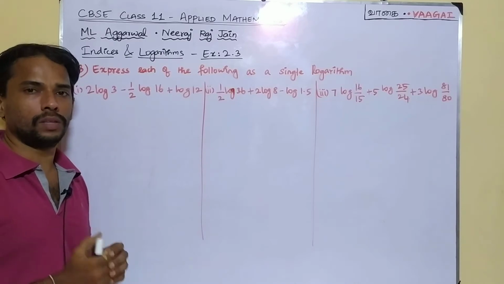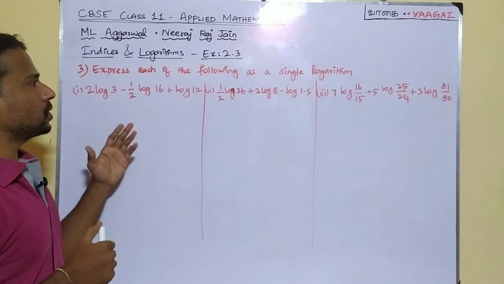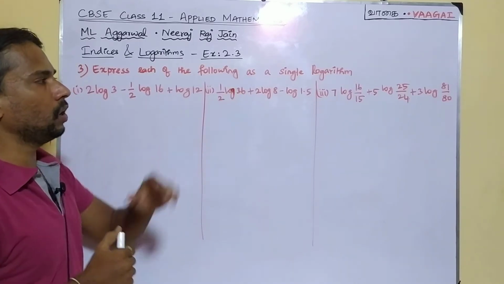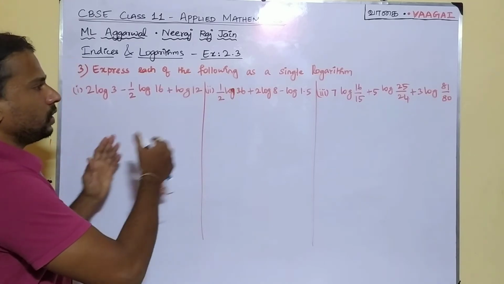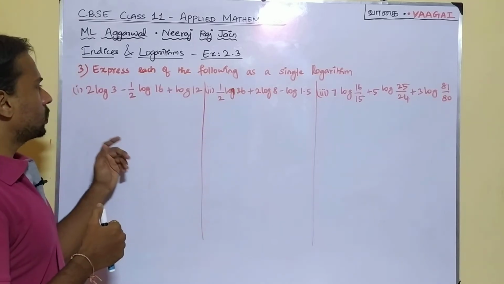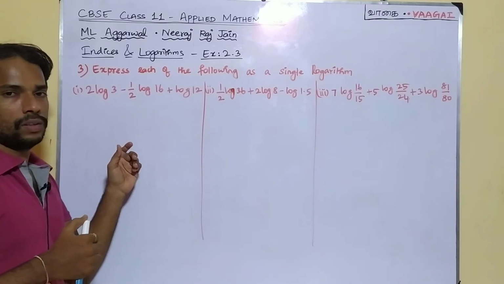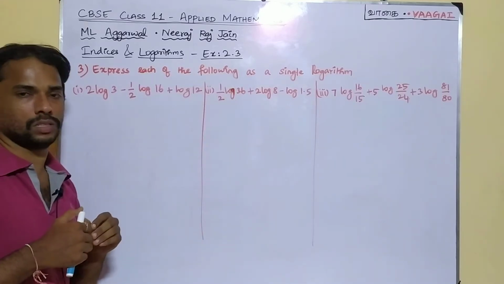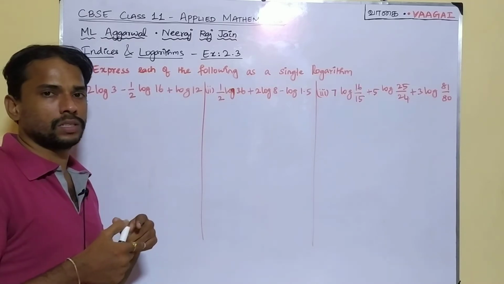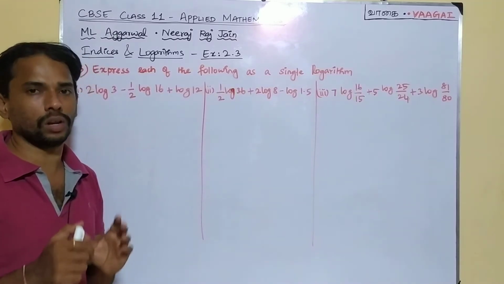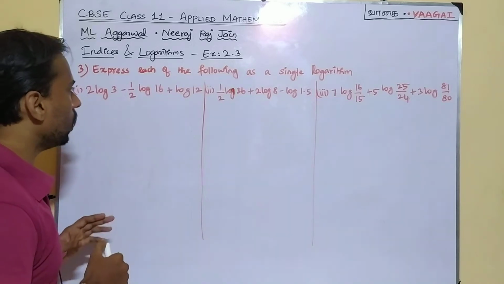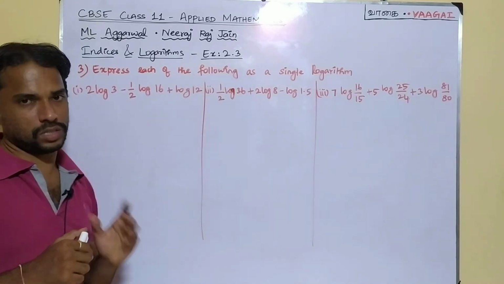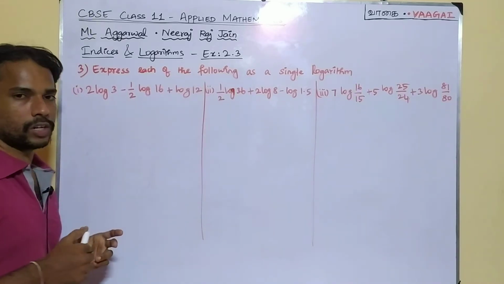Let's go to question number 3 here. Here the question is, express each of the following as a single logarithm. We have 3 subdivisions here with logarithmic expressions, each with three terms, and we need to simplify them by expressing them as single logarithms. We need to do it for each of these 3 subdivision questions. Let's try to do that.